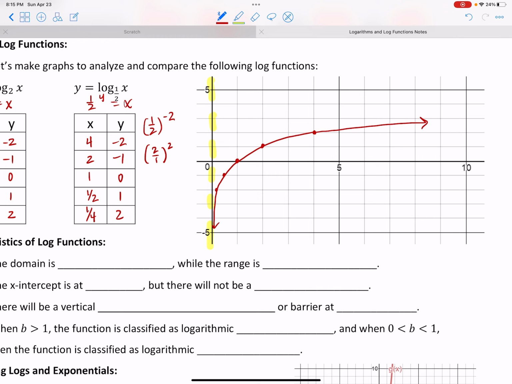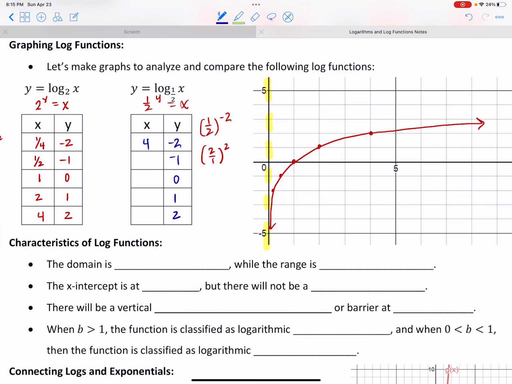I should have changed colors for this. Let me just do it again. Bear with me, so sorry. Worth it on the graph. Okay, so the table flipped here. This was a 4, 2, this was 1, and then 1/2 and 1/4.